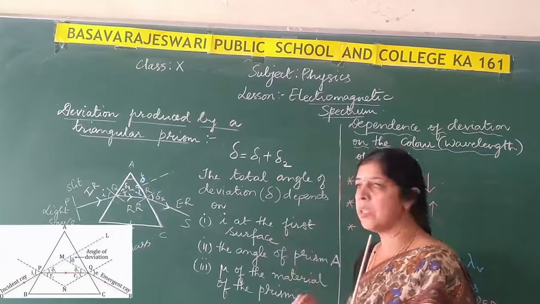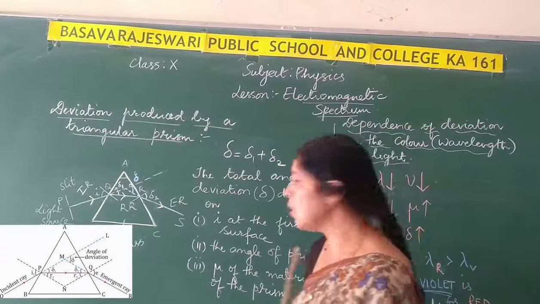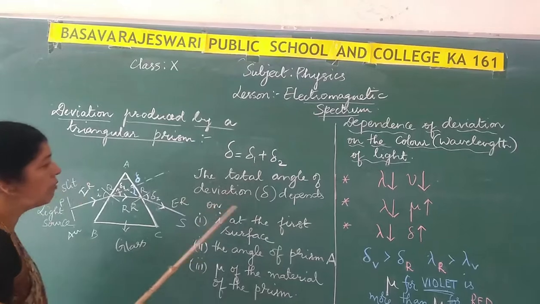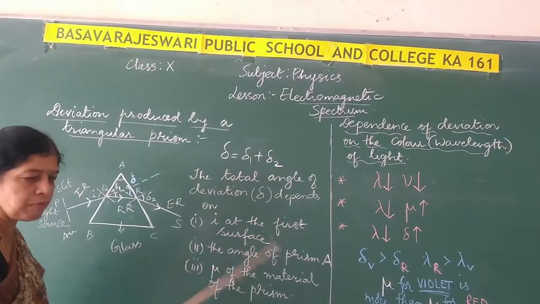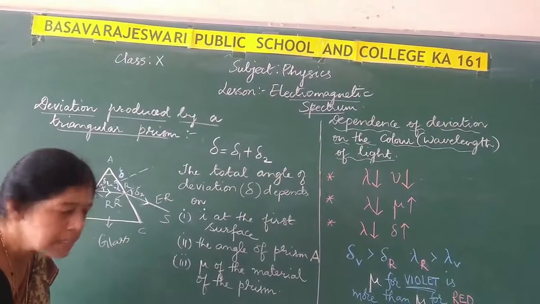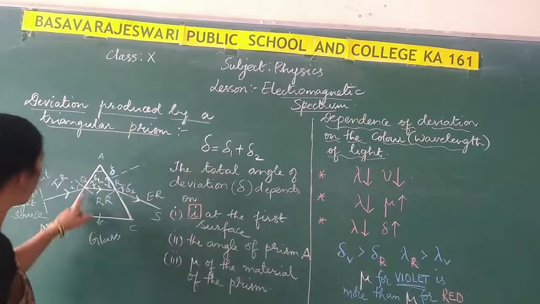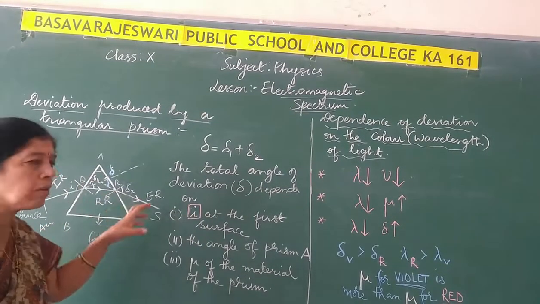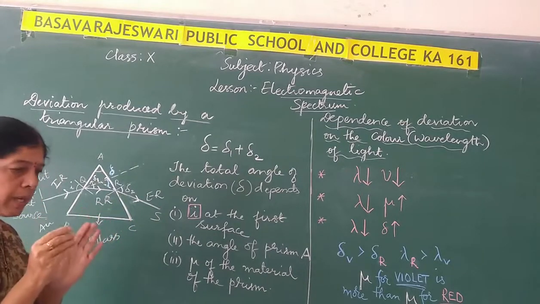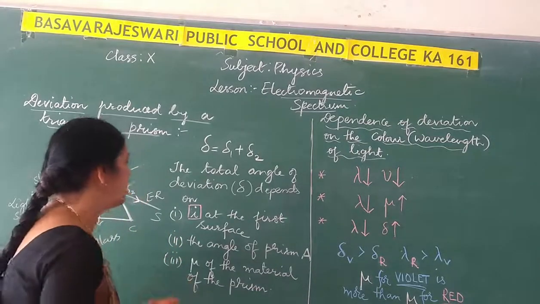Okay, and it is observed that the total angle of deviation depends on certain factors. Now, which are those factors? You see here, the total angle of deviation depends on the angle of incidence at the first surface. Here I have shown in this diagram the angle of incidence. So, depending on the angle of incidence, the total angle of deviation also depends. So, the deviation changes as the angle of incidence also changes.